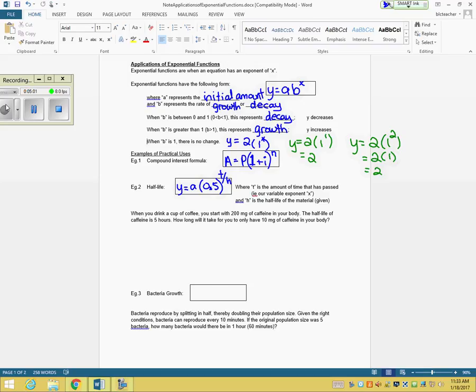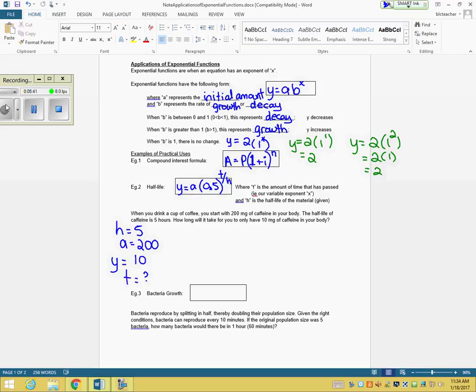So I have an example here to show how to use the half-life formula. If you're drinking a cup of coffee, you're going to start with 200 milligrams of caffeine in your bloodstream, in your body. The half-life of caffeine is 5 hours, so h equals 5 hours. How long will it take for you to have 10 milligrams of caffeine in your body? So our initial starting value a is 200 milligrams. And what I want to know, when will I have a final value, a y value, of 10 milligrams?